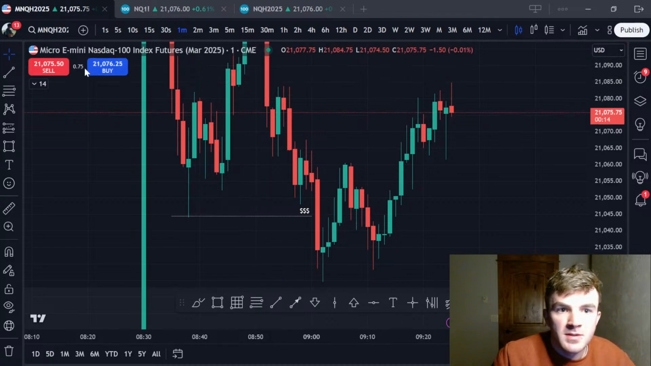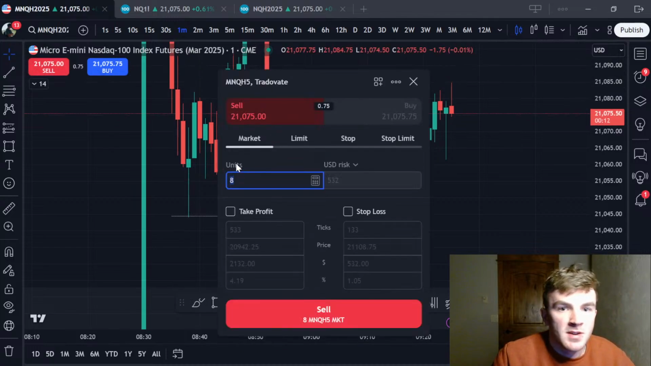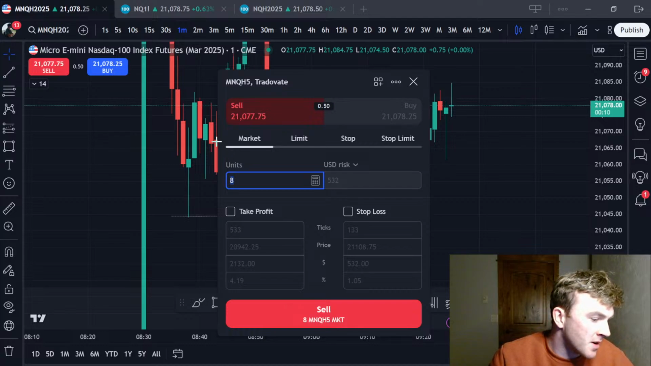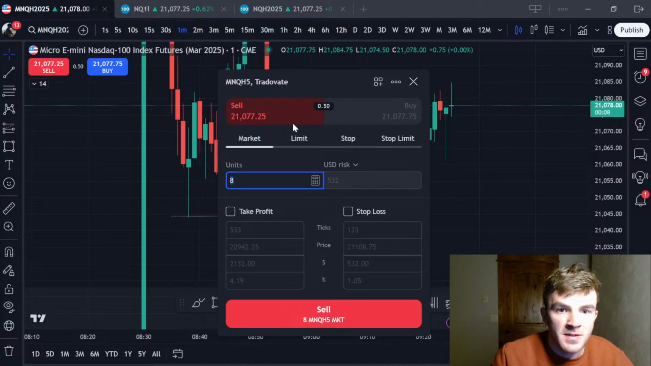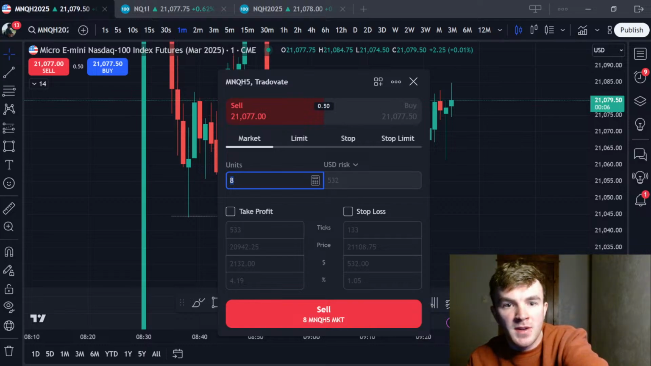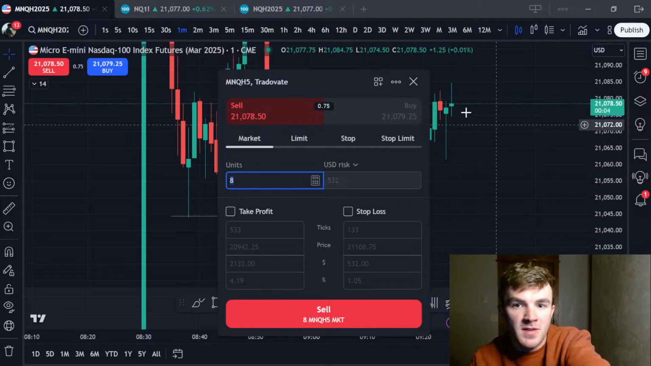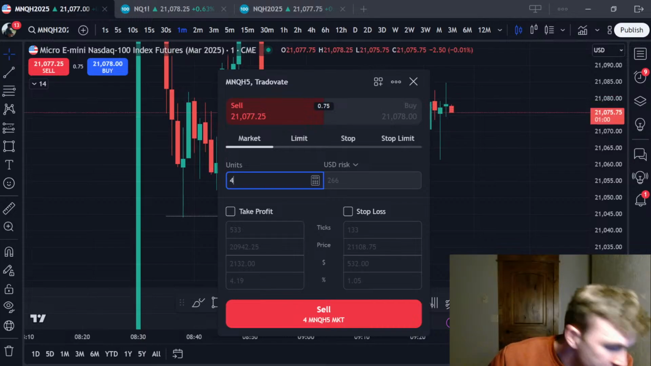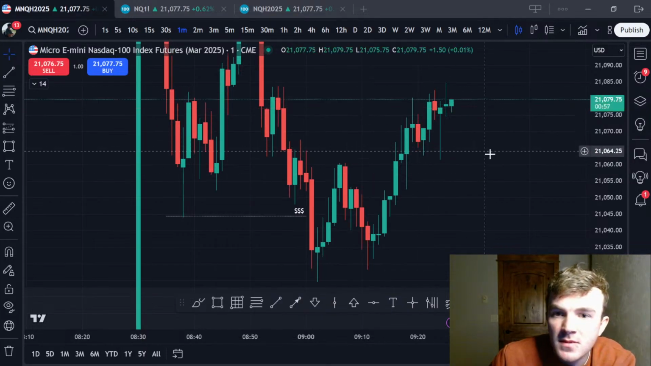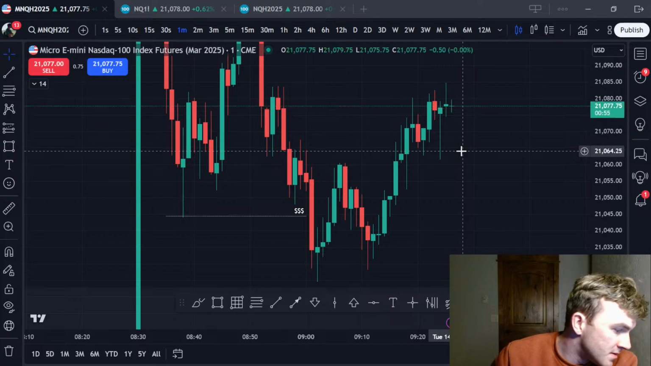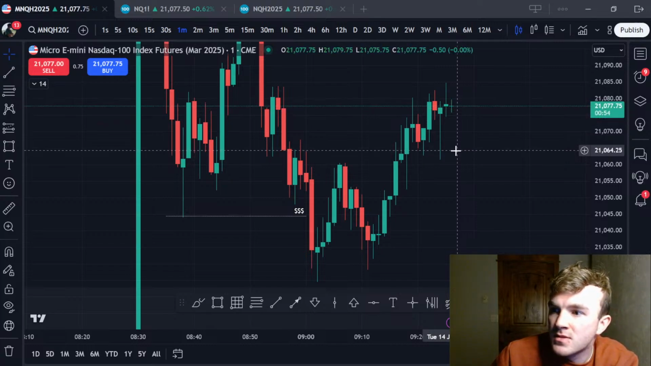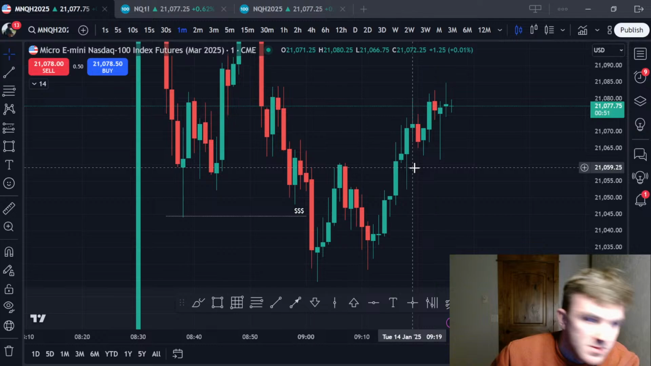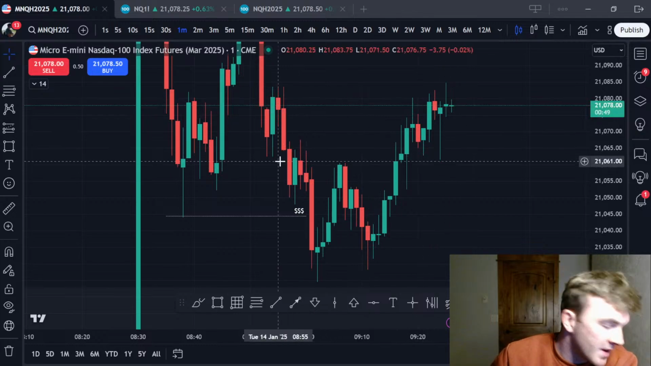Sell 4 micros. Can you just do market sell? Can I just do a market sell if I want to do that, FA? Like if I have, let's say, a position of 8 micros, can I go in and click market sell for 4? Do you know if I can do that?